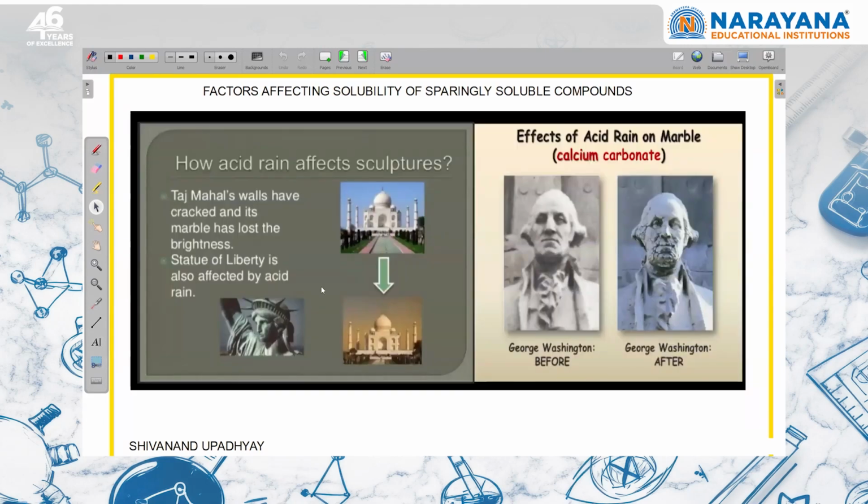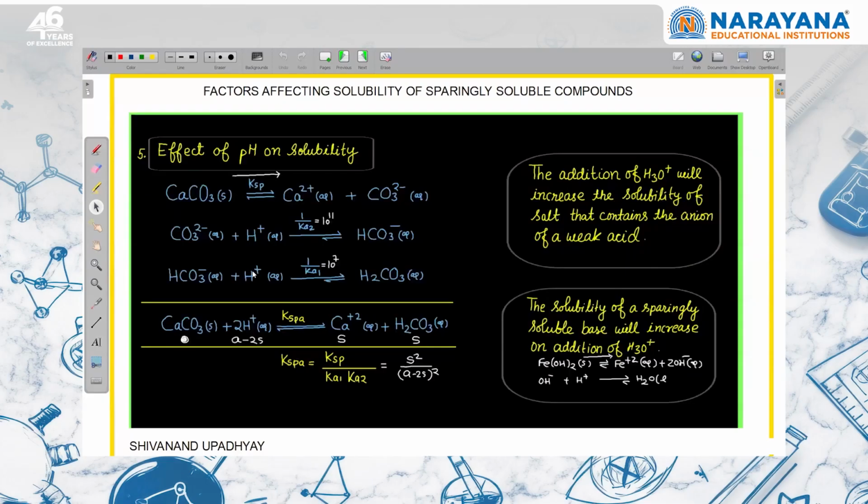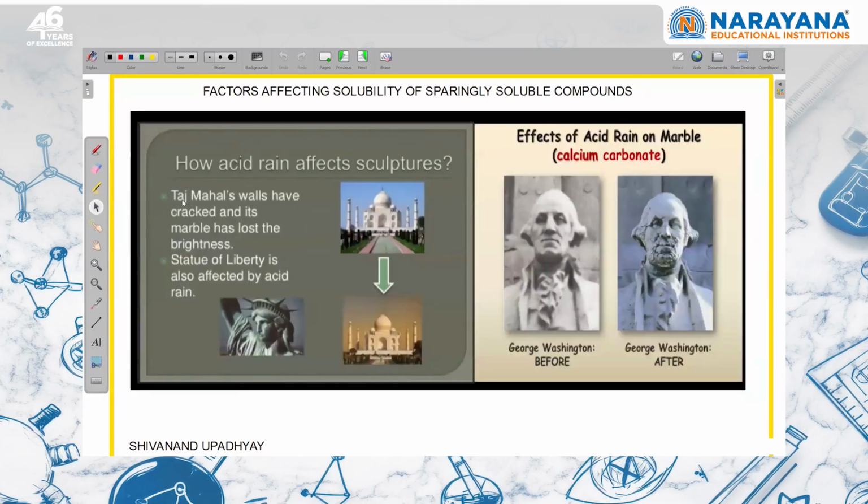Why are we studying this? Because this is the effect of acid rain on marbles. This is marble, right? You can see here the Taj Mahal walls have cracked, its marble has lost the brightness. And I have seen when I was in my school 9th class, we went on a tour, and I went again a few years ago, 4-5 years ago.